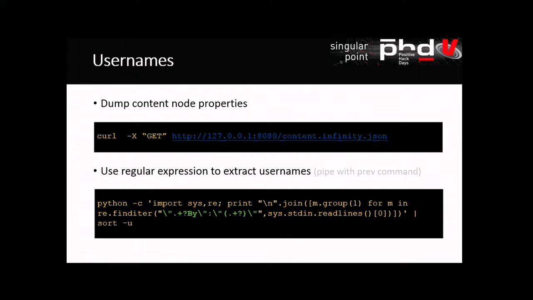How to extract usernames. We can use JSON Core Builder. If it's not available, we can dump elements of content and extract usernames using a script in Python.